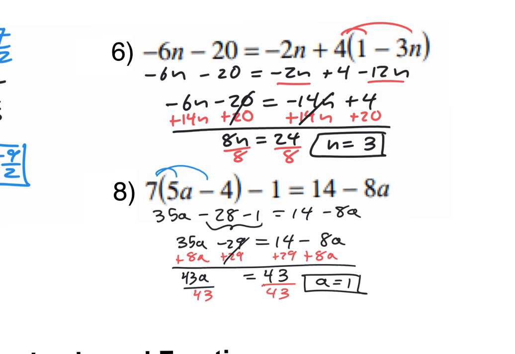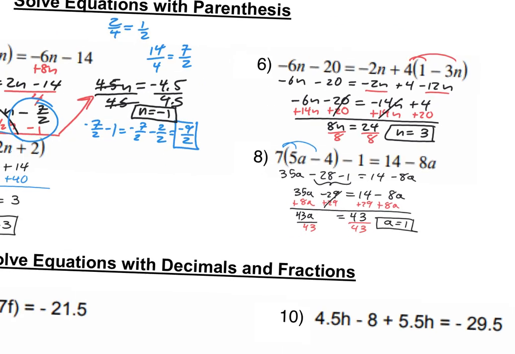Same idea here, distribute the 7. I get this equation, combine like terms to get negative 29. I want to move to this side because that's bigger. I add 8a to both sides. I add 29 to both sides. I get 43a equals 43. Well, divide both sides by 43 and you get a equals 1. 43 divided by 43 is just 1. All right, let's keep going.